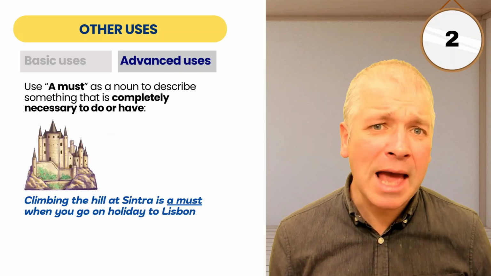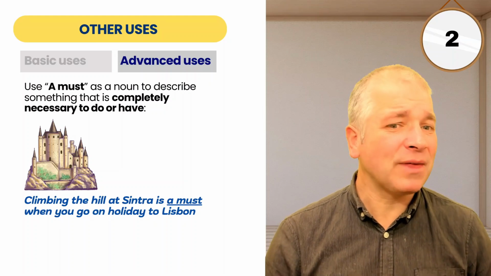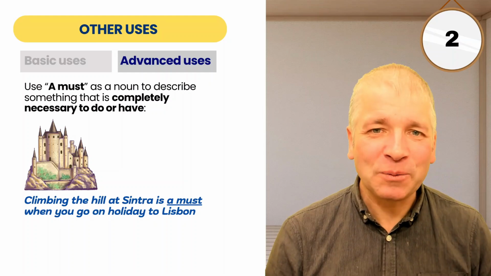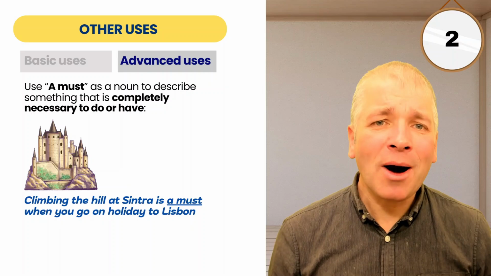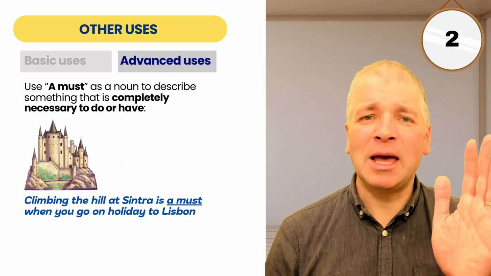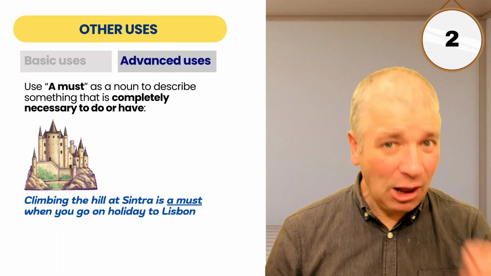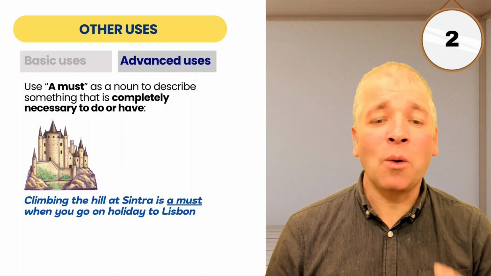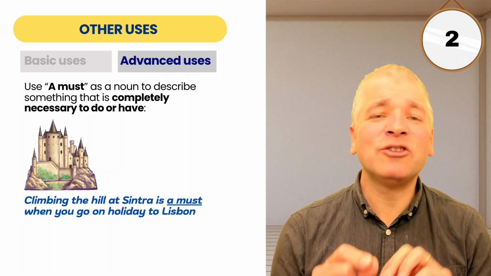We could use a must as a noun, and this describes something that is completely necessary to do or have. If you've ever been to Portugal and to Lisbon, you might know that there is a famous building on top of a hill nearby in a town called Sintra. And climbing the hill at Sintra is a must when you go on holiday to Lisbon. It's completely necessary to do.